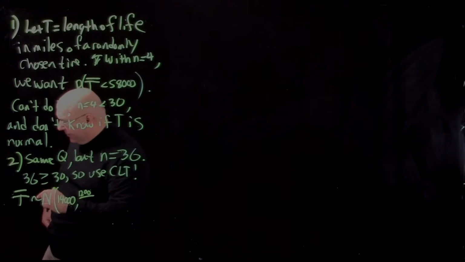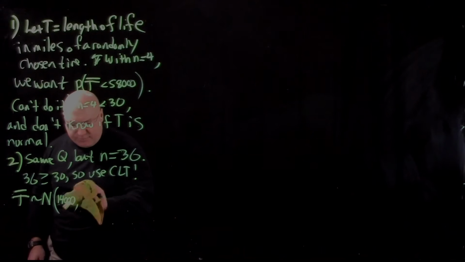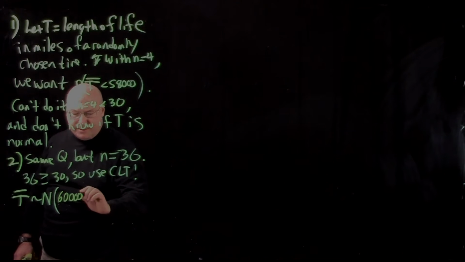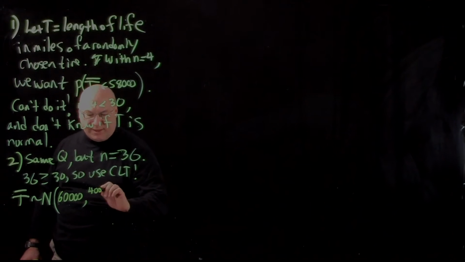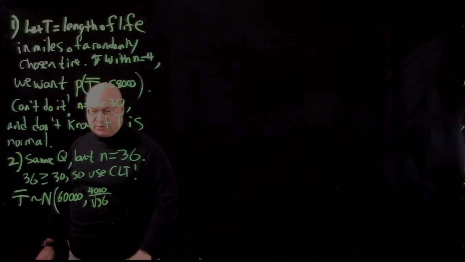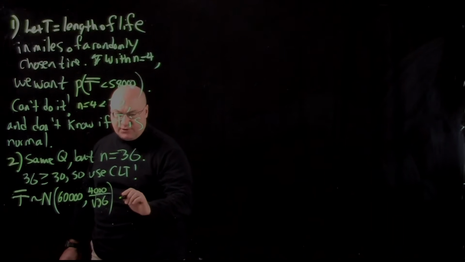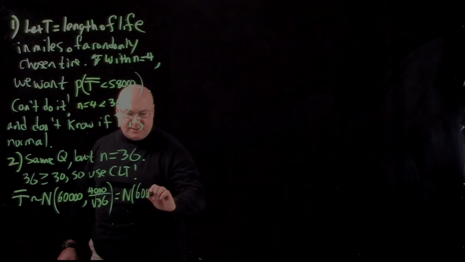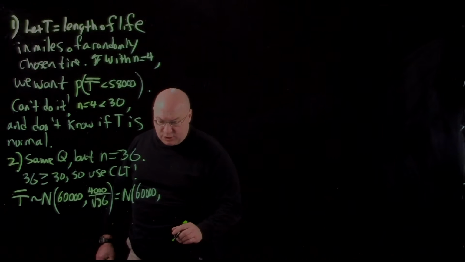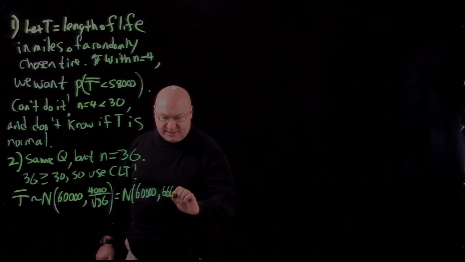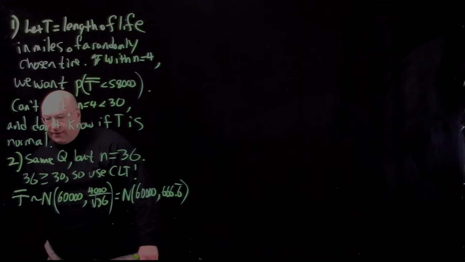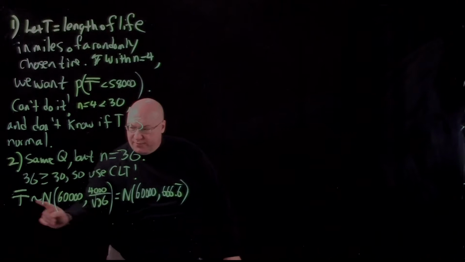No, you know what? I'm mixing it up with another problem. All right, the problem we're coming to, my mistake. The mean is 60,000, that's better. And the standard deviation was 4,000, but for this sample of size 36, we divide by the square root of 36 to get that standard deviation. So we get normal with mean 60,000, and 4,000 divided by 6. We end up with 666.6 repeating. Okay, so there is the probability distribution of T bar.